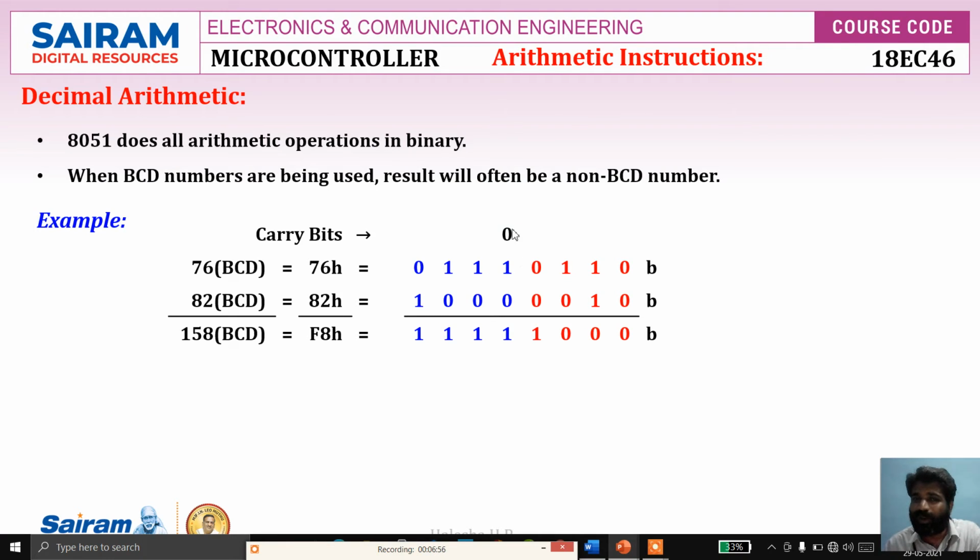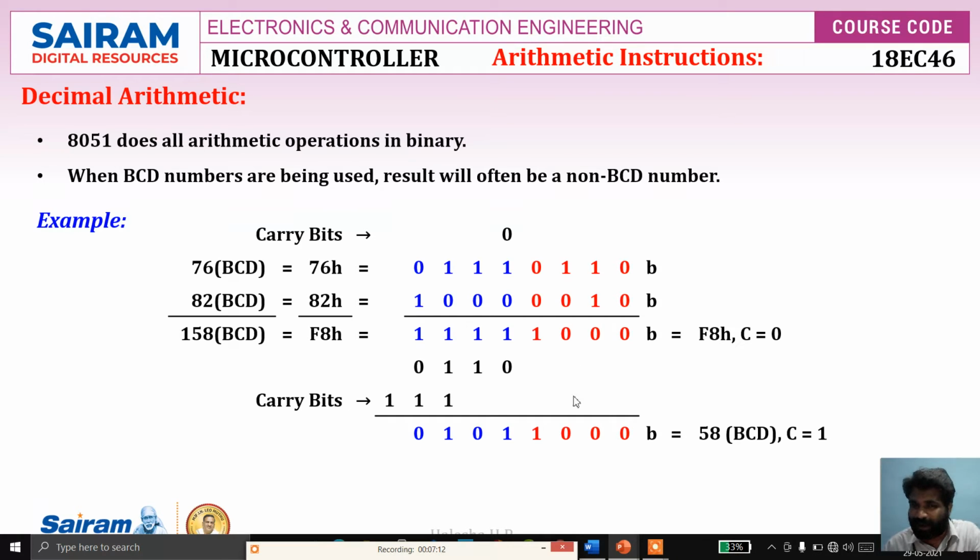Even though the auxiliary carry flag is 0, and the carry flag is also 0, since the upper nibble is greater than 9, we add 6 to the upper nibble. When you add 6 to the upper nibble, the lower bits carry as they are. Otherwise, you can add zeros here. And here 1 plus 1 is 0, carry 1. Again, triple 1 means 1, carry 1. Double 1 means 0, carry 1.